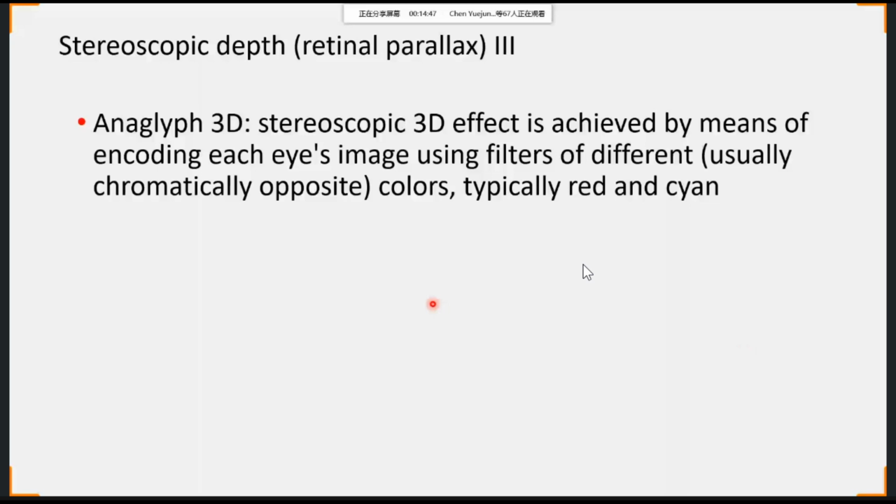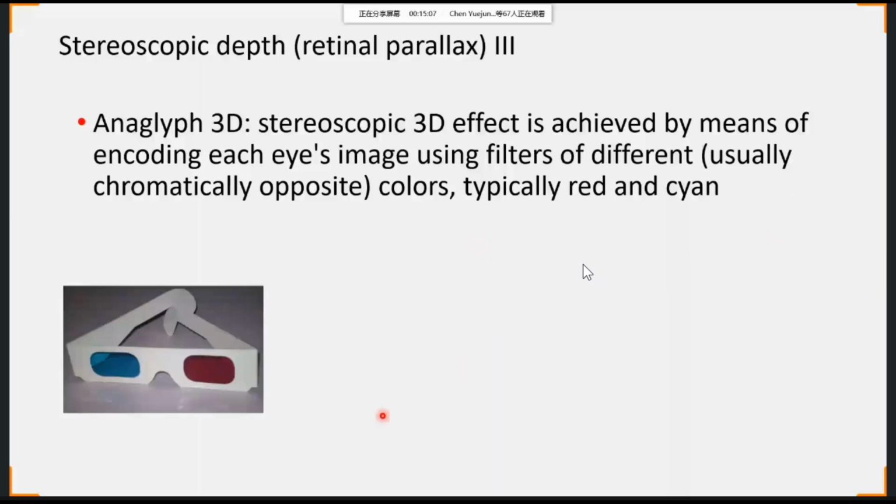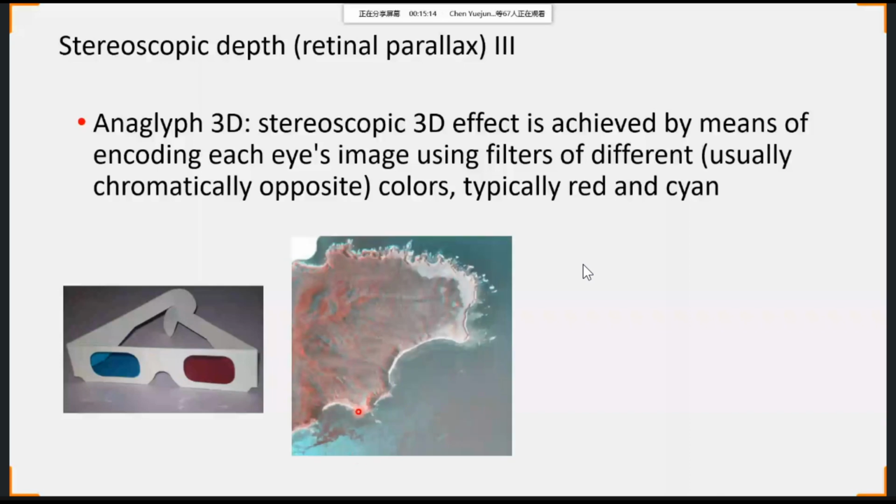So the stereoscopic 3D effect is achieved by means of encoding each eye's image using filters of different, usually chromatically opposite colors, typically red and cyan. I'm sure you have seen that and you've tried that. They are well known. And sometimes you can use them here for this kind of satellite or remote sensing images, aerial images.